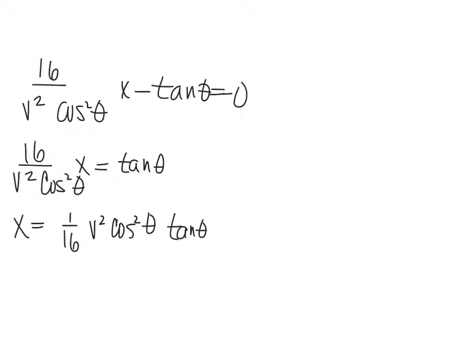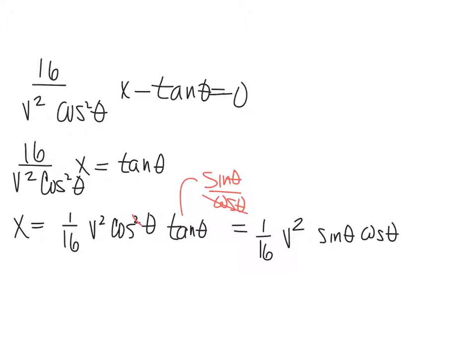And if you remember, tan is sine over cosine. Okay, do you remember that? Tan is sine theta over cosine theta. So I actually can cross one of these out. And I get 1/16 v squared sine theta cosine theta. I don't know why I feel like I should need to write sine theta first. Let me fix that. That may be confusing to you. I have cosine theta, sine theta.